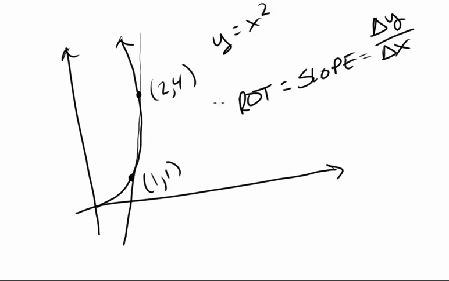For the slope of the line, I'm going to find the change in y, which is 4 minus 1, over the change in x, which is 2 minus 1. So that gives me 3 over 1, or 3. And there's my average rate of change. Basically, the slope between 2 points. Hopefully that gives you an idea of what average rate of change is.